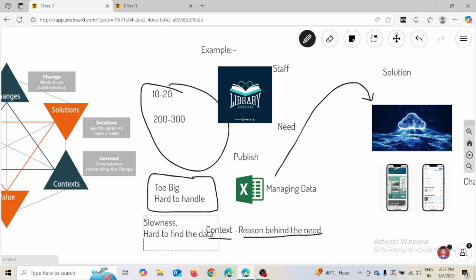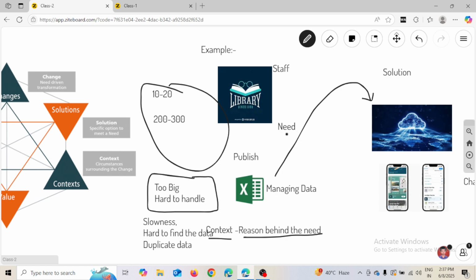Thereafter, we can say duplicate data. Yeah, it is possible that a person has already registered, and then again he or she is registering, because it is manual work, right? So this is the kind of thing that the staff was facing before. Now, because of that, they are in a need.